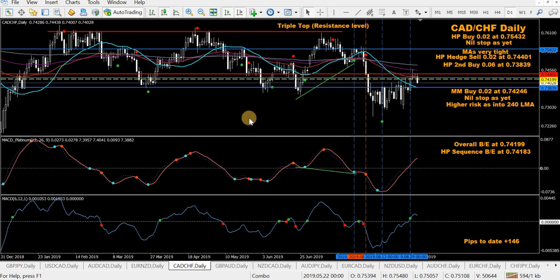CAD Swiss, a bit of a dog's breakfast at the moment. Took an HP buy and a hedge sell, second buy here, and didn't get to break even, which is a bit of a bummer. Then I've taken a mod MACD buy, as you can read down the list there, and the overall break even and the HP break even are about the same level, but it's now dropped below that, so it's not the end of the world, but it's a few pips below my break even levels. I was above it, but I didn't take any action.